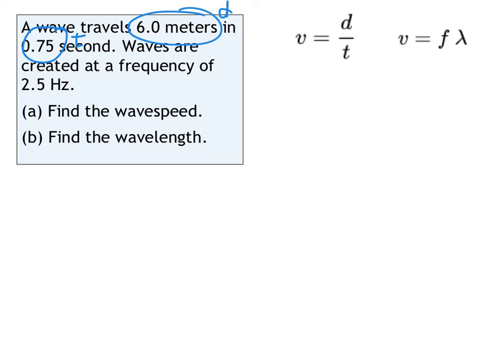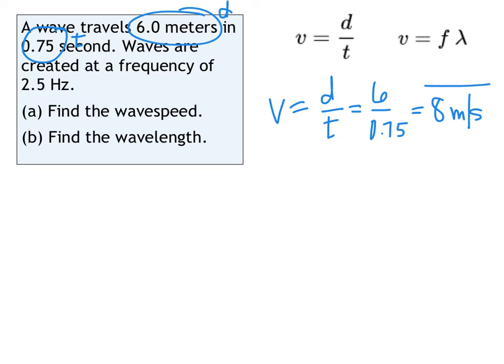So I'm going to be thinking of this first equation, v equals d over t. And again, even though it's written right at the top of the paper, I'm going to write it out so that my solution is complete. And then I know my distance, 6, and I know my time, 0.75. And so when I divide 6 by 0.75, I get 8. That is the wave speed for this wave. The wavelength, that's lambda that I'm looking for.